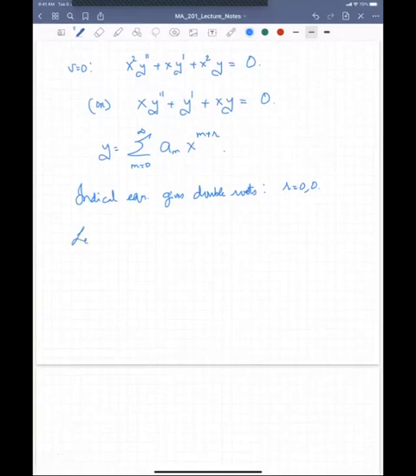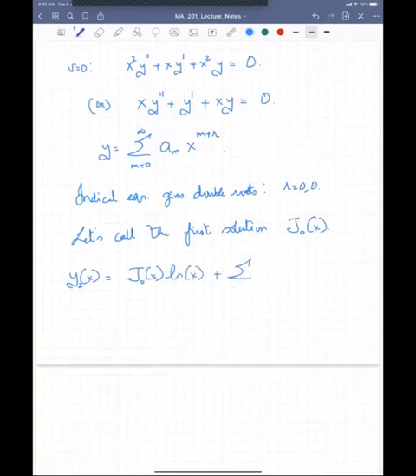So let's call the first solution J0 of x. So this is y1. Our general rule in the case of a double root tells you that the second solution should have the form J0 of x logarithm x plus the sum from m equals 1 to infinity of A m x to the m. Where these capital A coefficients are different from the little a coefficients.